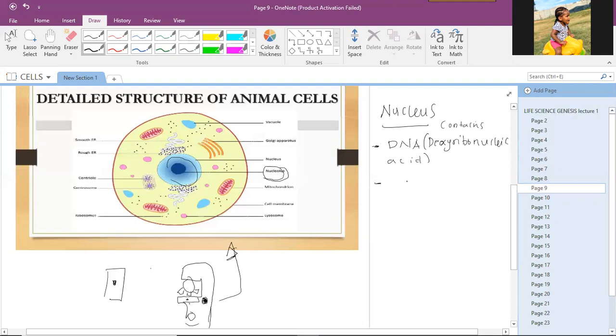DNA is the instructions of the cell. So DNA is what instructs the cell to do literally everything. DNA is our unit of inheritance. It's a very cool molecule.